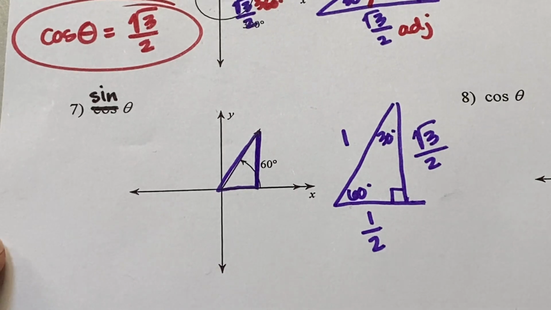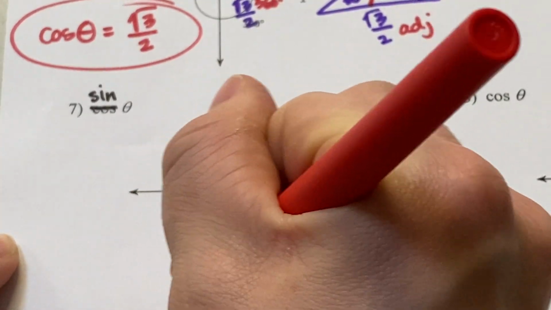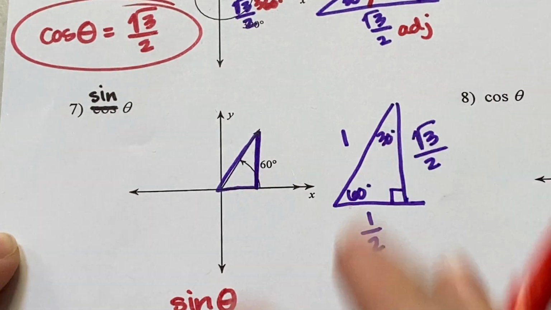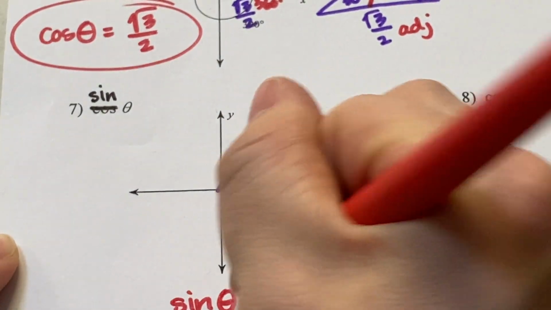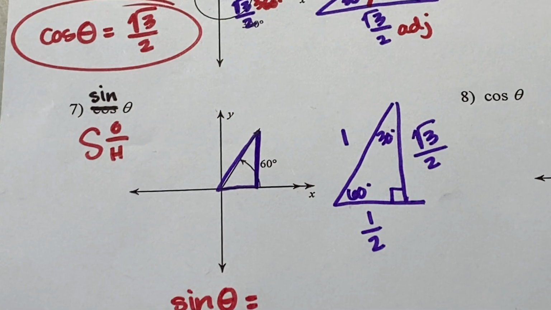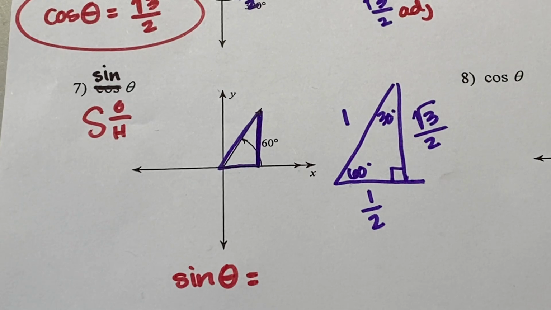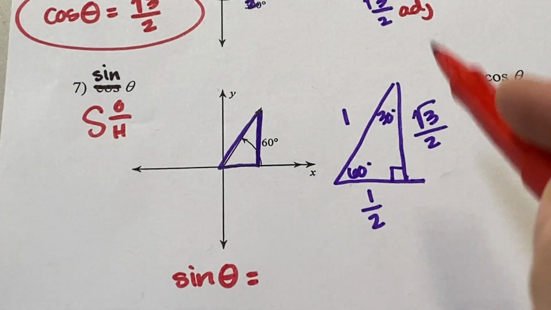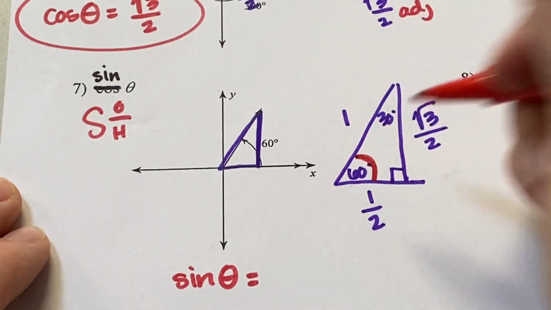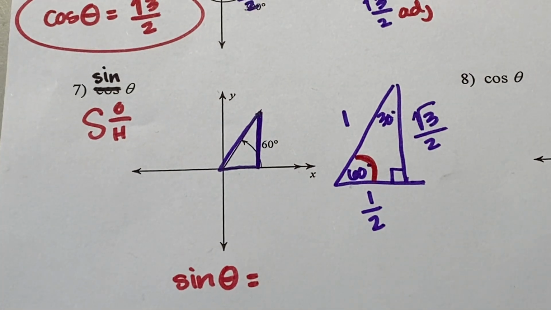You should be proud. Okay, so if I want sine of theta, or sine of that 60 degrees, I need opposite over hypotenuse, right? If I'm using sine, I need to use that. Looking at my triangle over here, if I'm standing at the 60 degrees, because that was my theta, which side is my opposite? Which side is my hypotenuse?